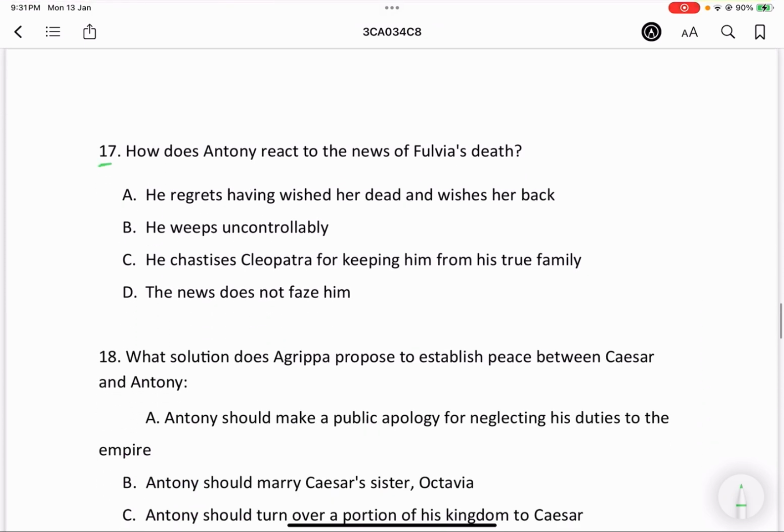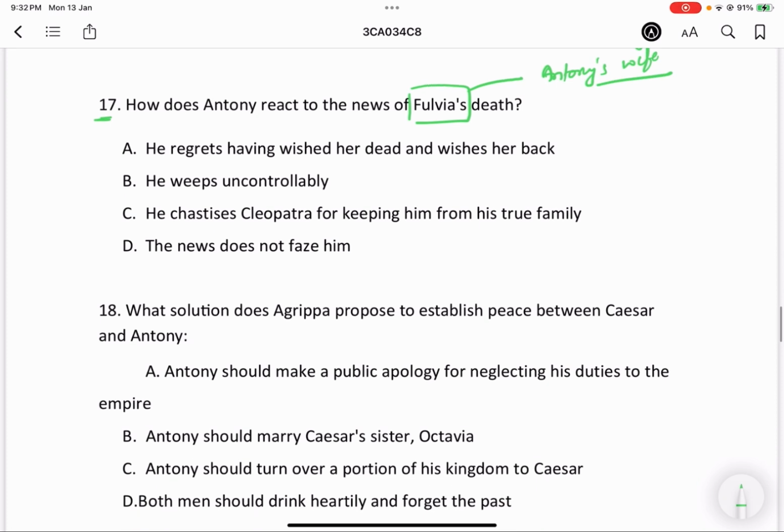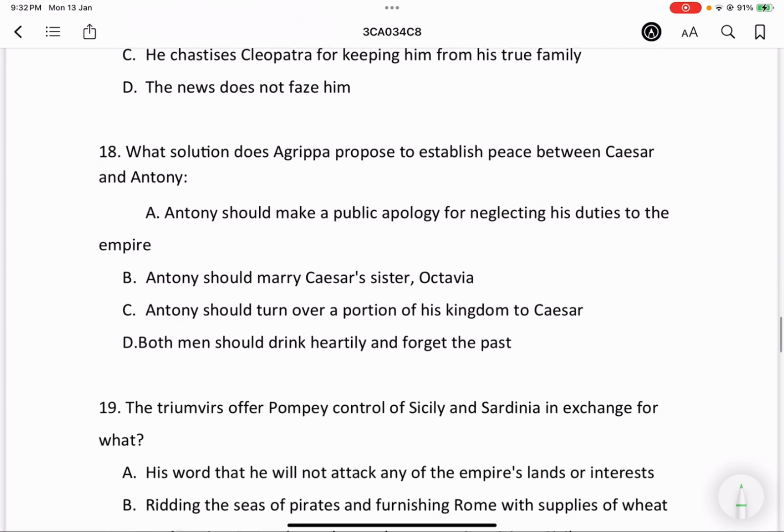Moving on, question number 17. How does Antony react to the news of Fulvia's death? Fulvia is Antony's wife. How does he react to her death? And the correct answer is A. He says that he regrets having wished her dead and wishes her back.